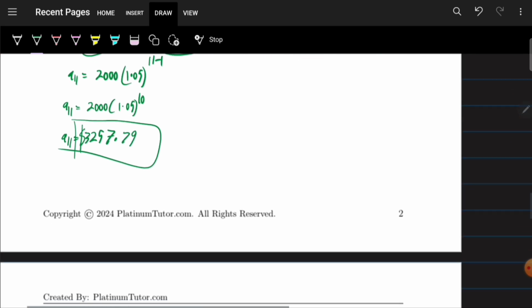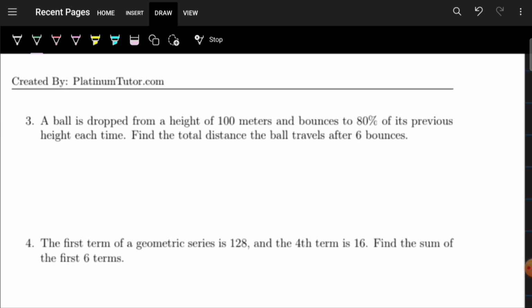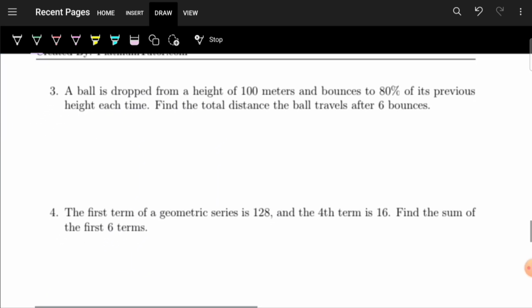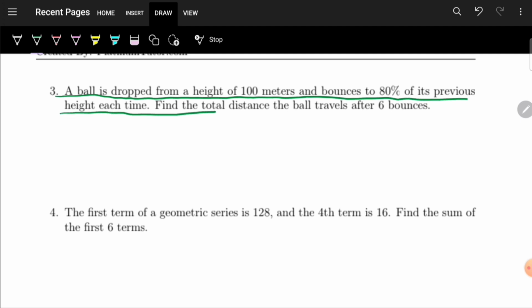Okay, let's have a look at the next problem. These two are problems that really use the geometric series ideas instead of the geometric sequences, which we did above. It says a ball is dropped from a height of 100 meters and bounces to 80% of its previous height each time. Find the total distance the ball travels after 6 bounces.